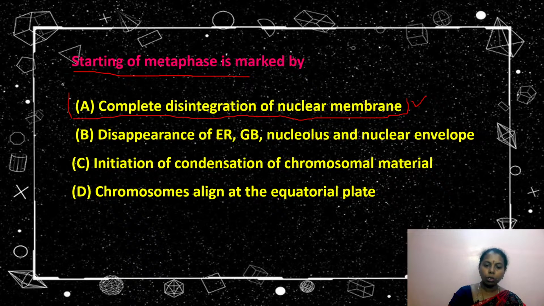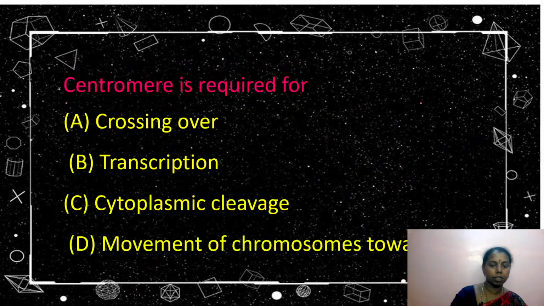Yes, it is A. Of course, metaphase chromosomes will align at the equatorial plate, but it is the beginning marked by the NCERT line. Complete disintegration of nuclear membrane is the very correct answer, children. Yes, many of you answered very correctly. Excellent answer. Now, next question, let us proceed.